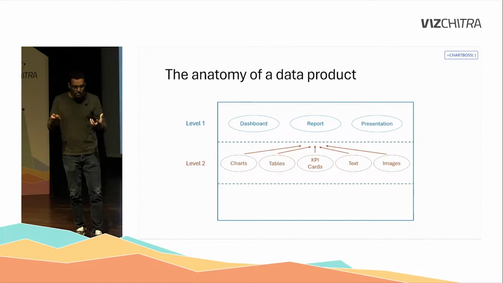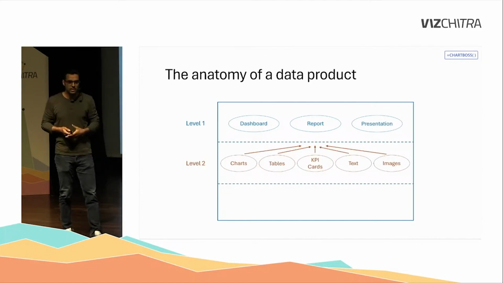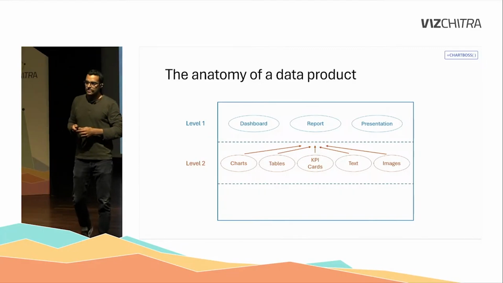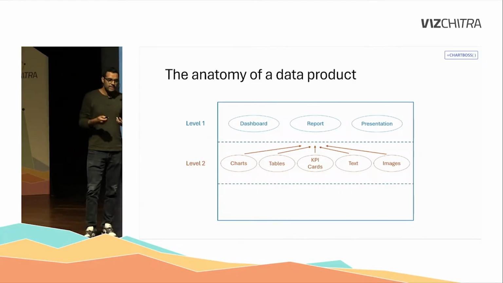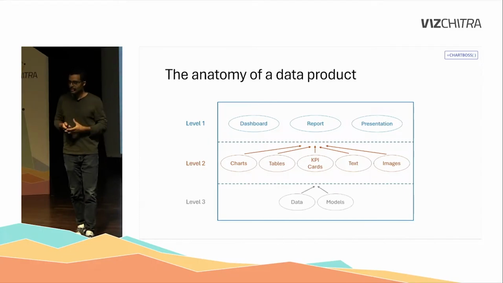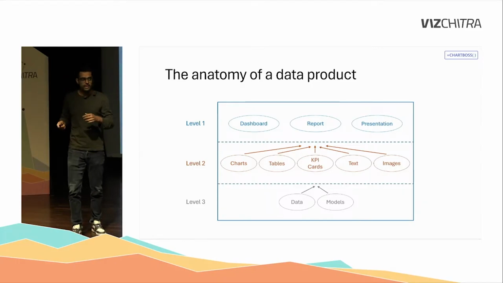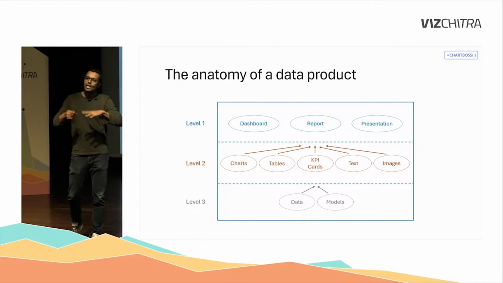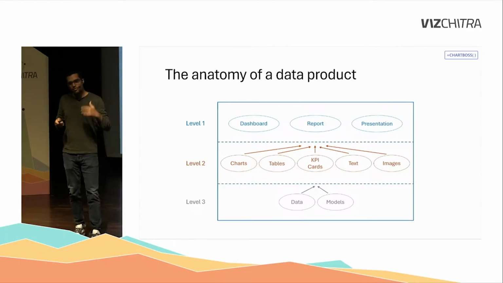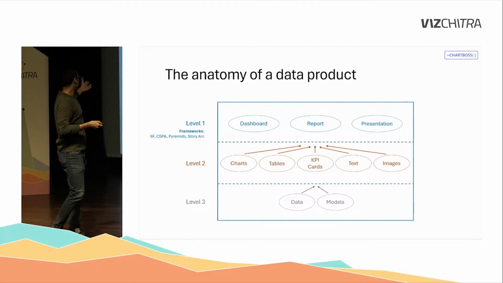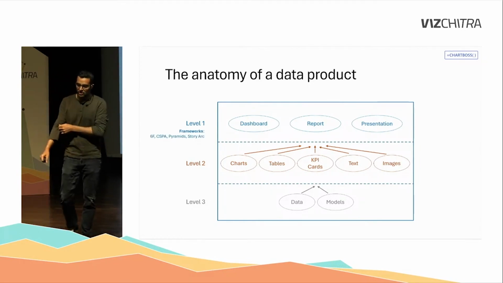Level 2 is you have all these components that make up a data product. It could be charts, tables, KPI cards, even text and images, right? And then right at the bottom, you have your data and your data models, ML models, statistical models. And so this is how the stack kind of sits. And at each level there, you have frameworks for design, right? You have a framework to design dashboards, you have a framework to design presentations. And then when you go lower, you have frameworks to design charts, and we'll be talking about one of those today, right?